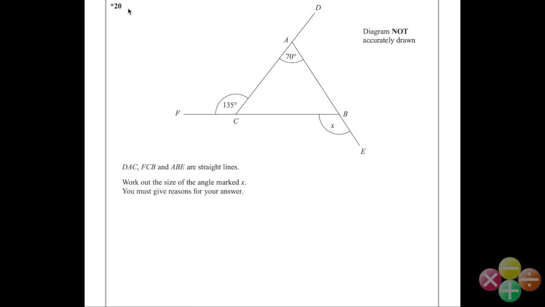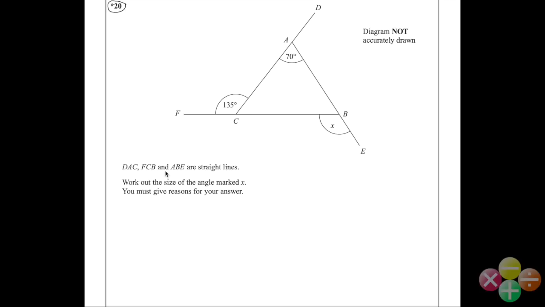Question 20. Now notice that this question is starred. Now that means the examiner will be looking for good working out that's well structured and easy to follow. You've got to put everything down that you know. So let's have a look at the problem.